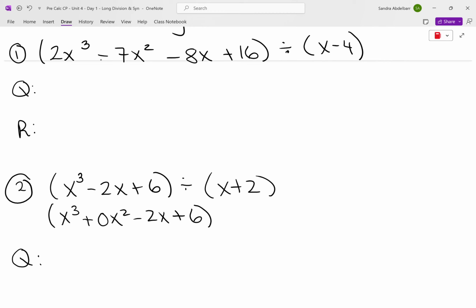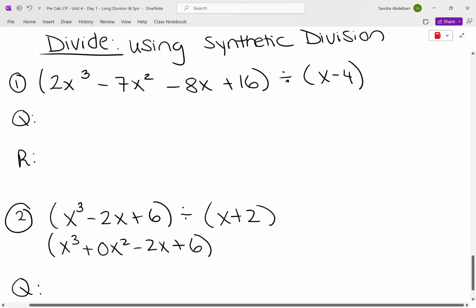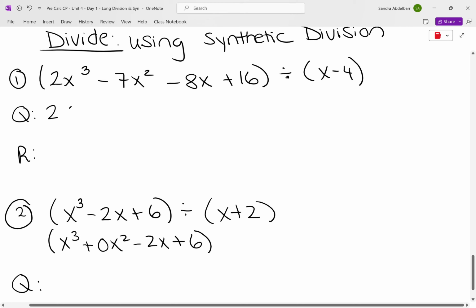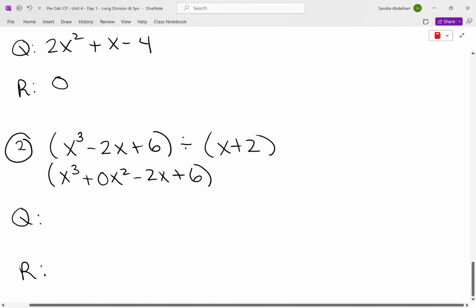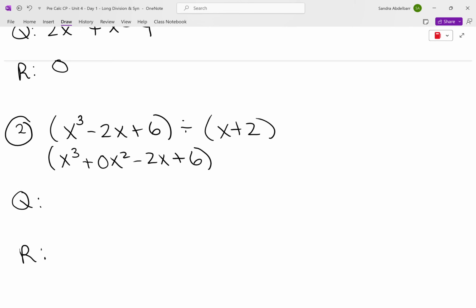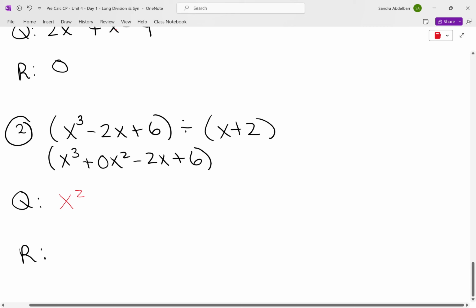Okay, guys, what did we get for the first one? What'd you get for your quotient? 2x squared plus x minus 4. What was your remainder? 0. So you tell me, is it a factor? Yes, it is a factor. I'm just asking that now.